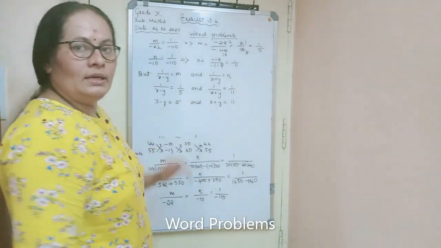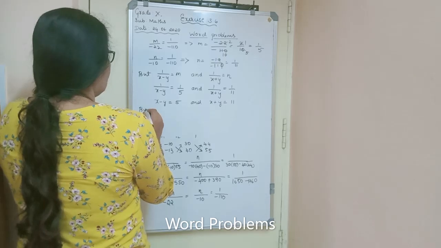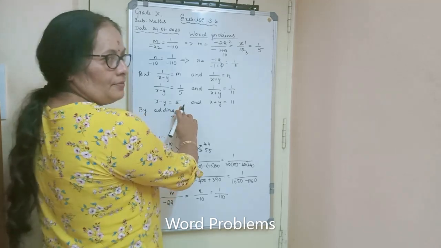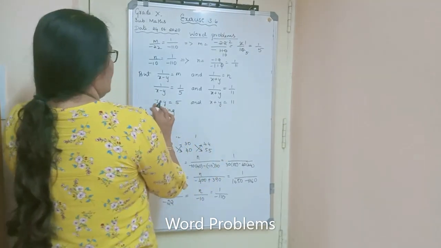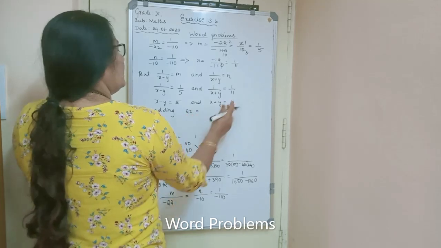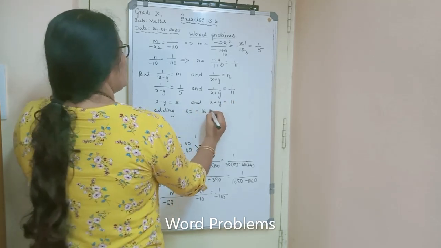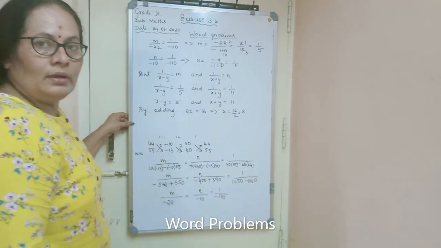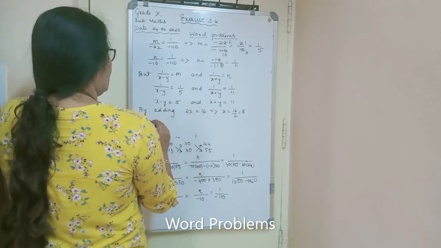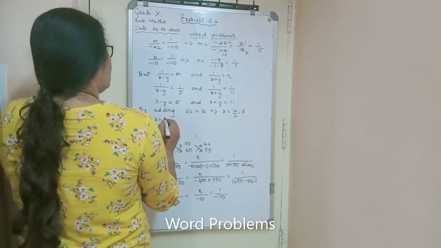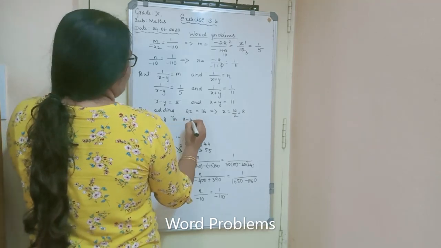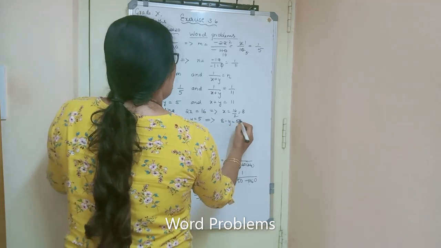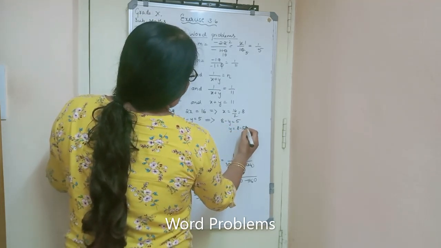Now add both the equations. So by adding x minus y equals to 5 and x plus y equals to 11. X plus x is 2x, 11 plus 5 is 16. So x equals to 16 by 2, 8. Now put this value in any one of these equations. Put x equals to 8 in x minus y equals to 5. Then you will get 8 minus y equals to 5. So y equals to 8 minus 5, which is 3.